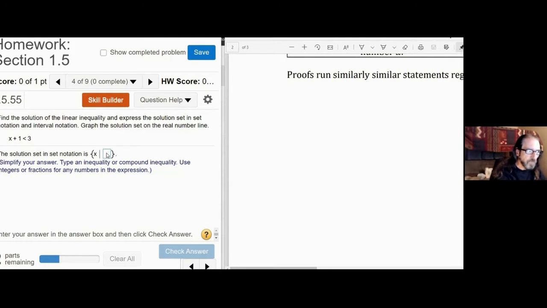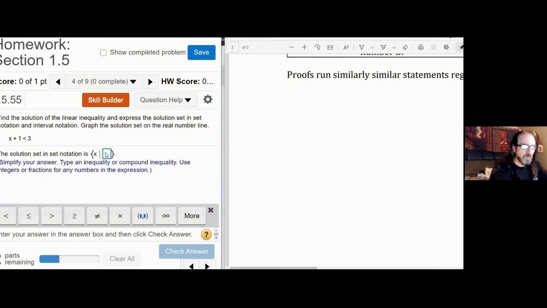So this first one, what makes this a linear inequality? Well, if you replace that less than with an equal sign, then that would be a linear equation. Having the inequality symbol replacing an equal sign in a linear equation makes that a linear inequality. Subtract 1 from both sides, and we have x is less than 2.